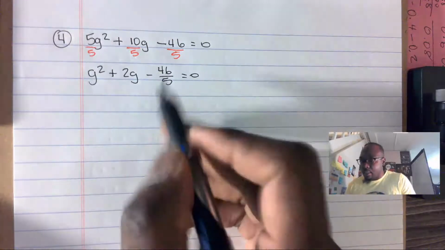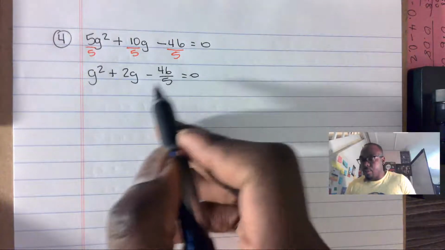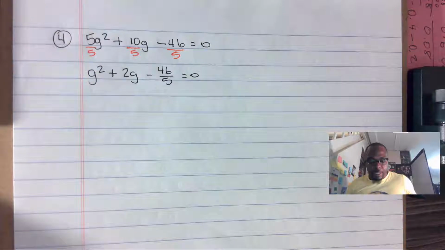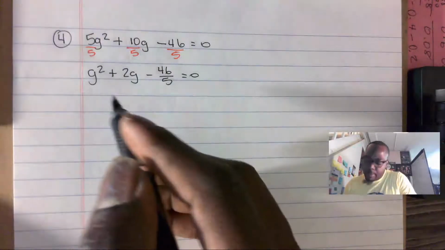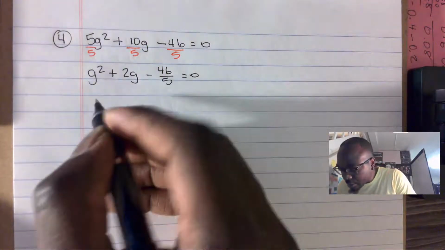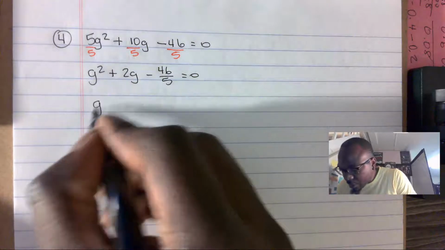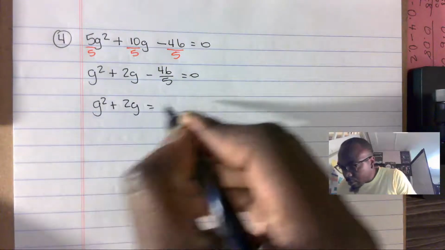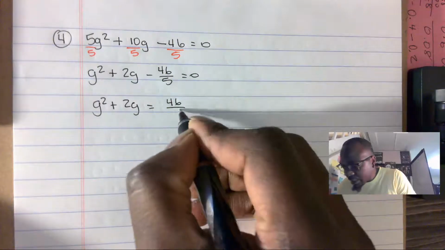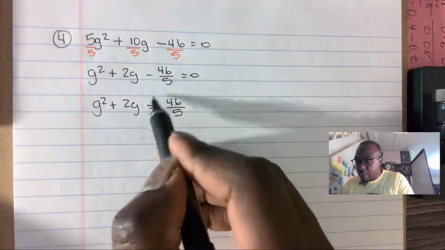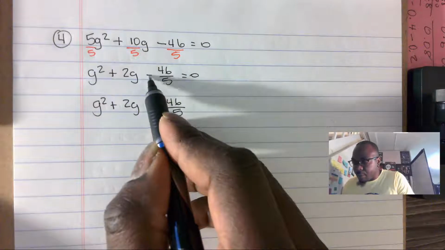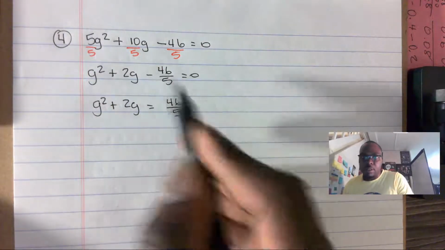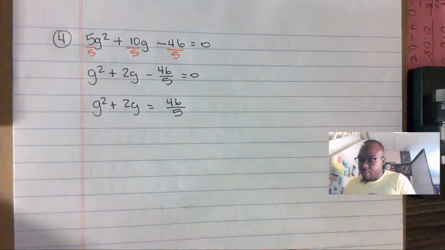Now, if there's a constant on the left side, we're going to move it to the right side. So when I move this over, it's going to be g squared plus 2g equals 46 over 5. And as you see, once I go across the equal sign, it goes from negative to positive. If it was positive, it would become negative. So this should be becoming simple now.